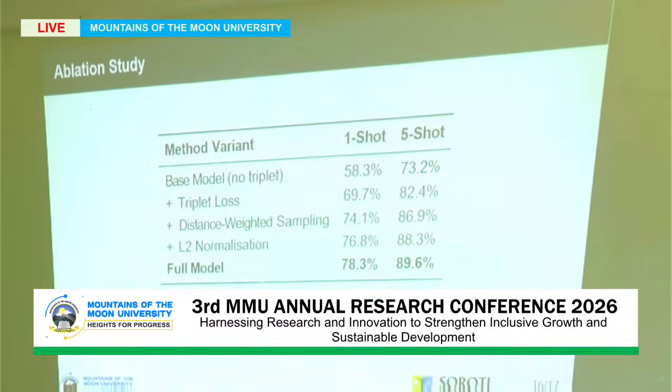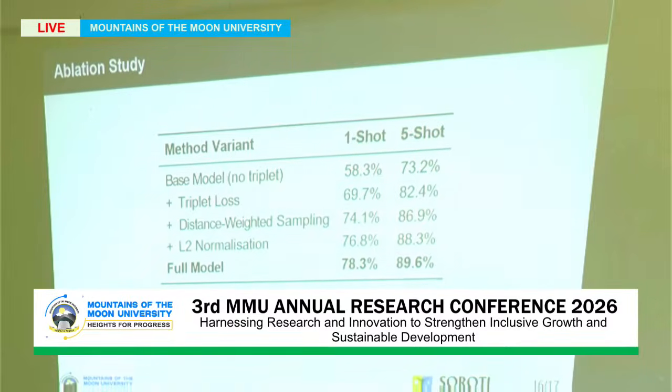And we still needed to do a comparison and understand different parameters. We needed to understand what would happen if we use base models without the triplet component, and what would happen with the distance-weighted sampling, the triplet loss and L2 normalization for the respective 1-shot and 5-shot learning processes. And you see that our model, which has the triplet embedded inside the Siamese network, had very good performance in both the 1-shot and the 5-shot learning.